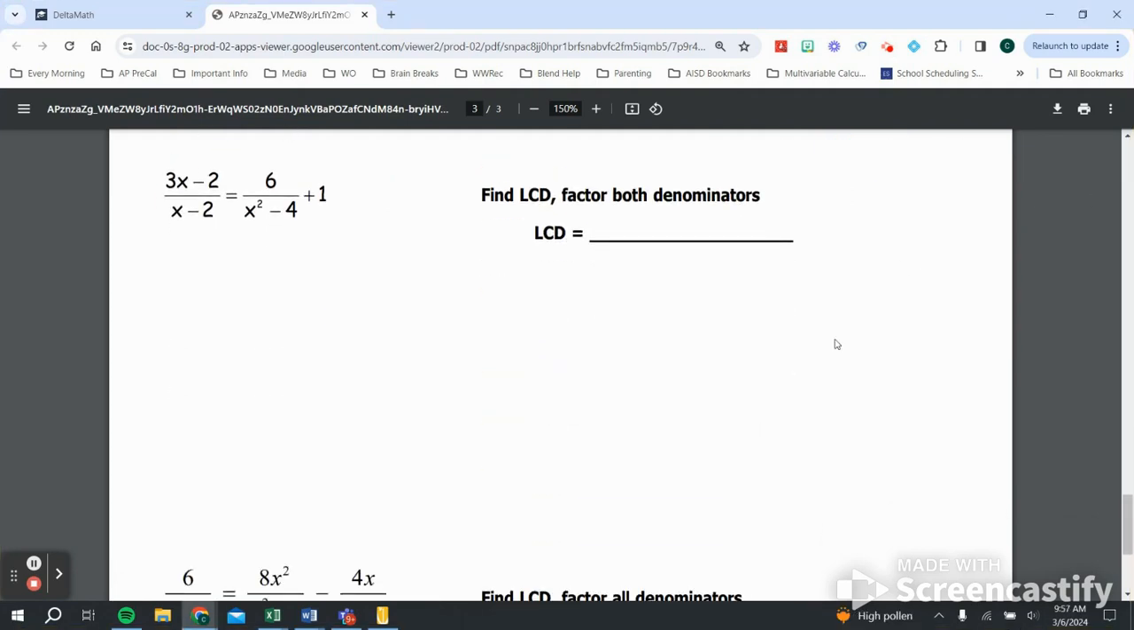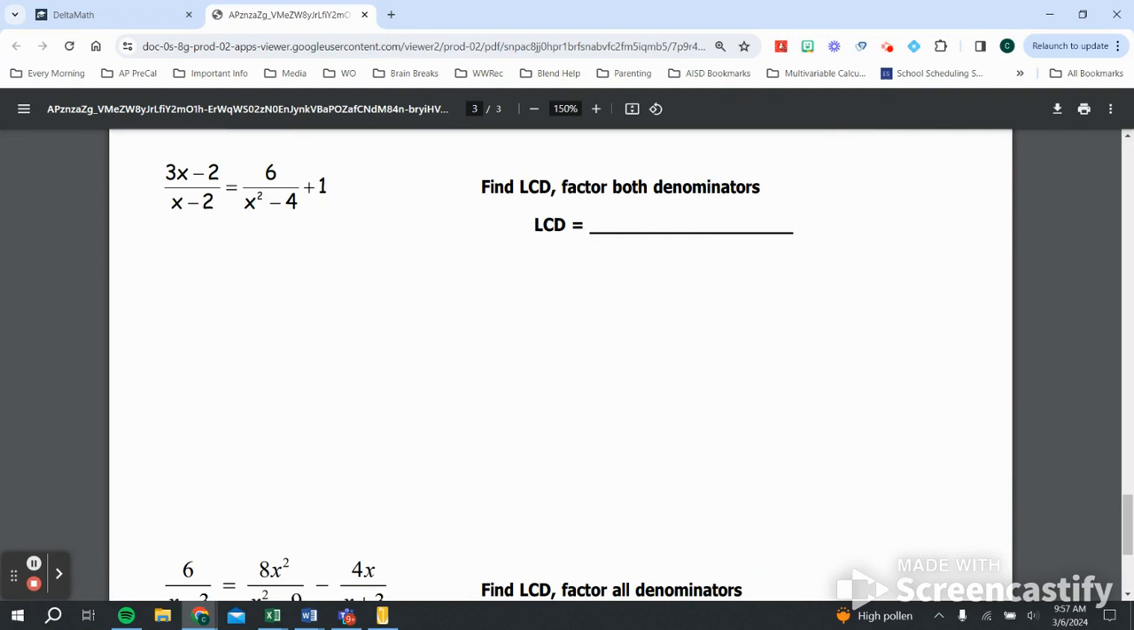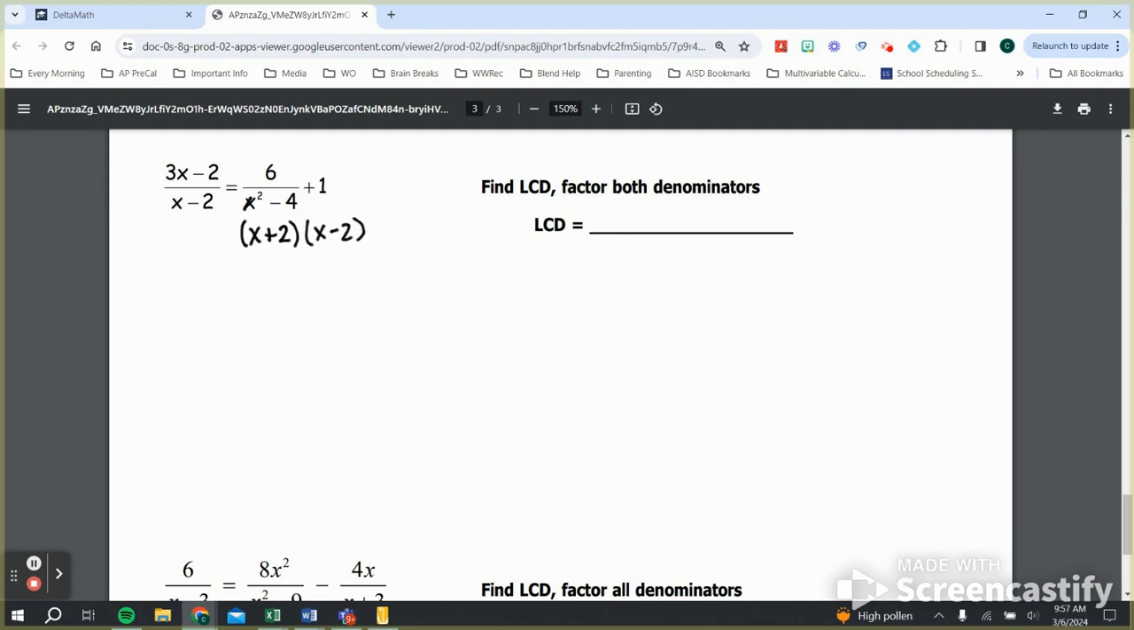All right, now we're going to look at 3x minus 2 divided by x minus 2 is equal to 6 divided by x squared minus 4, plus 1. So here we can tell that we're not completely factored in our denominator. This is going to be a difference of squares. So this is x plus 2, x minus 2 in the denominator. Now when I get where I'm undefined, we have an x minus 2, which is going to be x equals 2. And we have an x plus 2, which will be at negative 2.